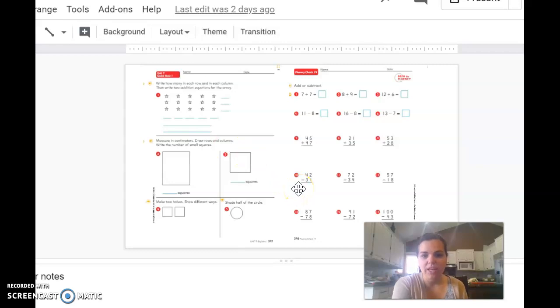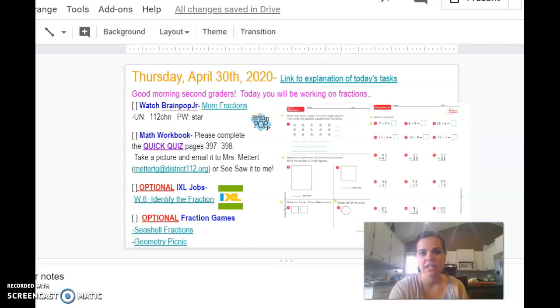Then number 2 and 3, it says measure in centimeters, draw rows and columns, write the number of small squares. If you don't have a centimeter ruler, just eyeball it, it's okay. Then down here on 4, it says make 2 halves, show 2 different ways. So how can you cut those 2 squares in halves? Shade half of the circle, so cut the circle in half and then shade half of the circle. And then on the other side, you're going to practice your addition and subtraction facts, right?